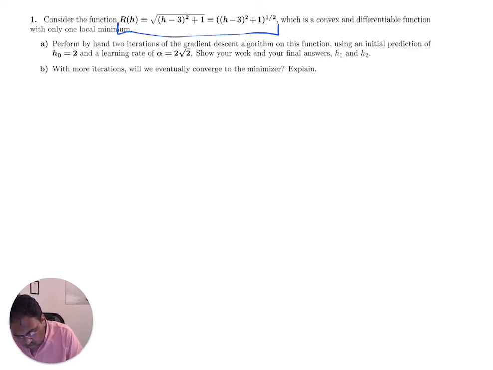and we're told that we want to use the gradient descent algorithm by hand on this function to try and minimize it. And we're given an initial prediction, h naught, and we're given a learning rate or step size alpha of 2 times the square root of 2. And we need to figure out what the next two guesses of the minimizing value are by hand. So before we get into it, let's start by recapping the gradient descent algorithm.